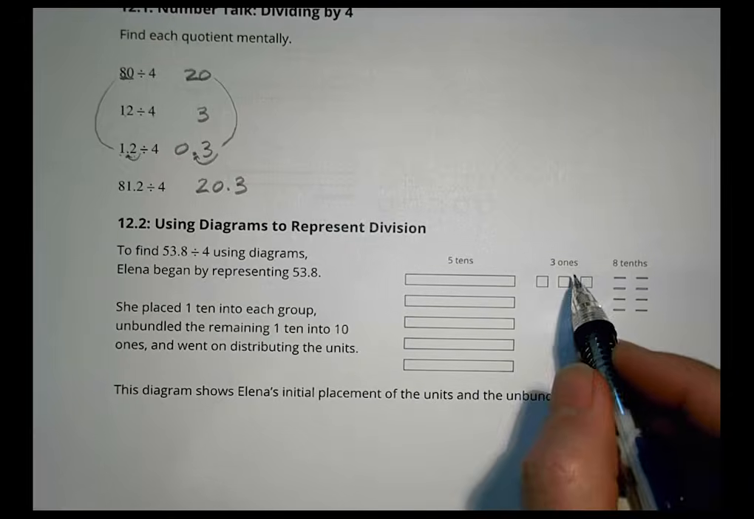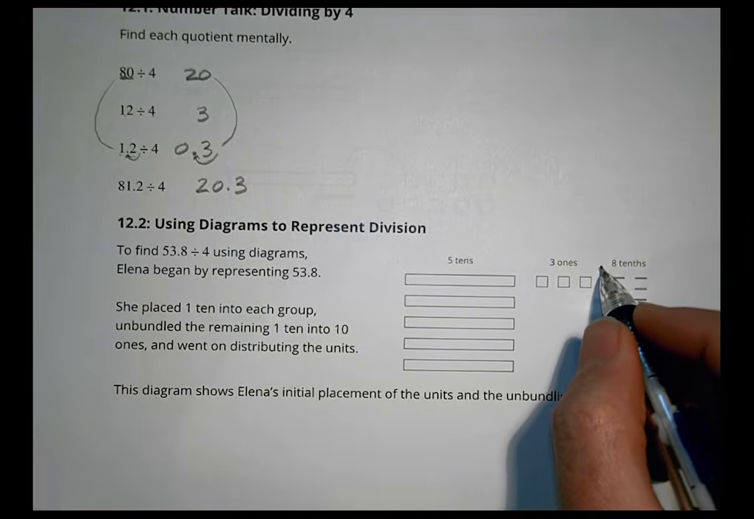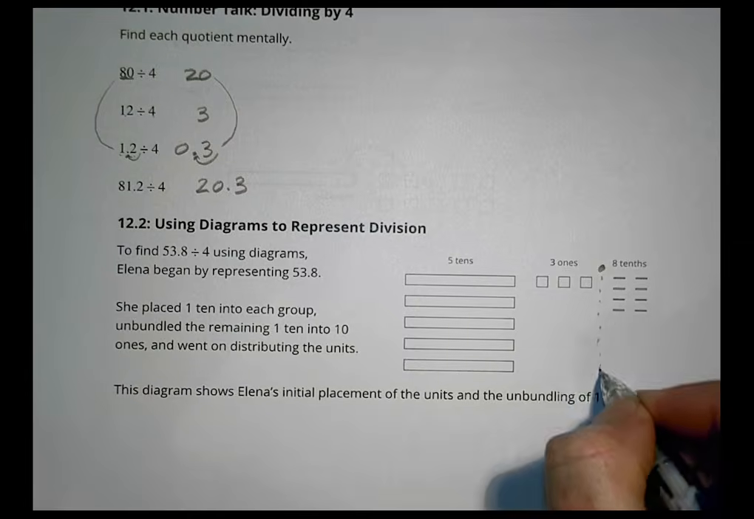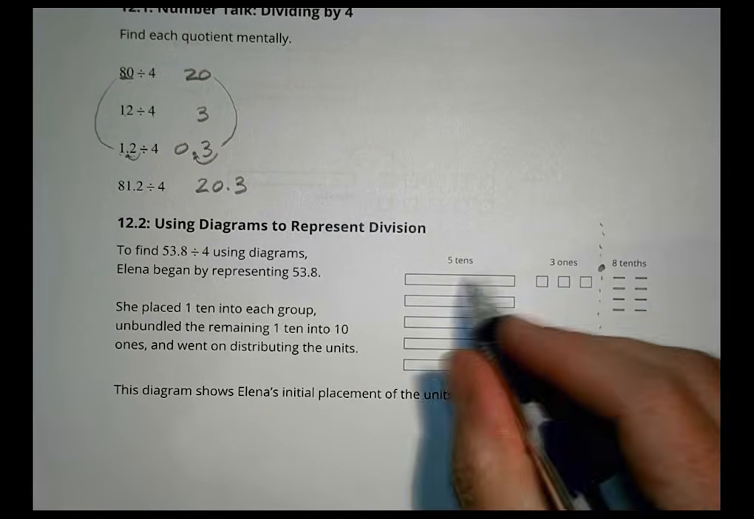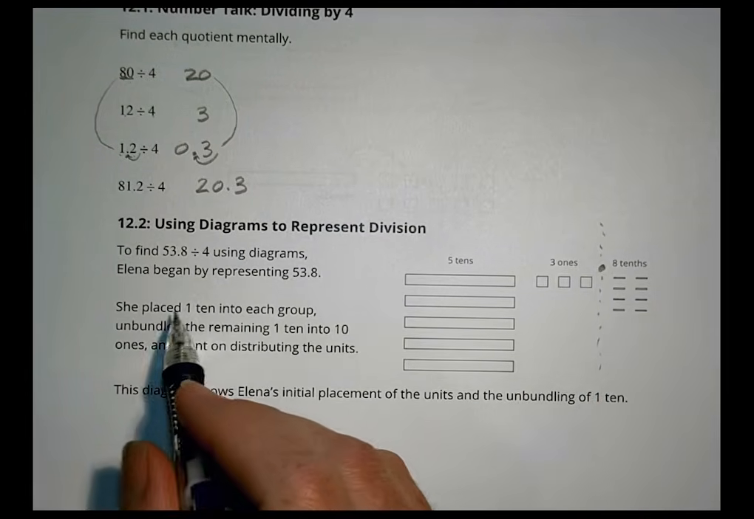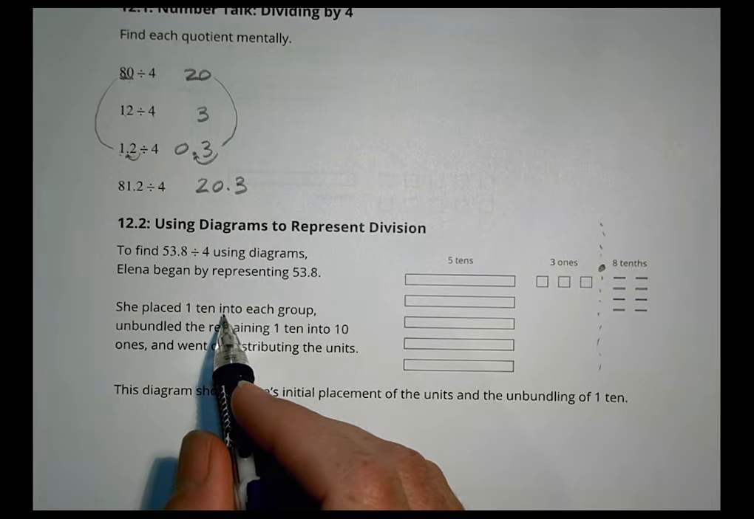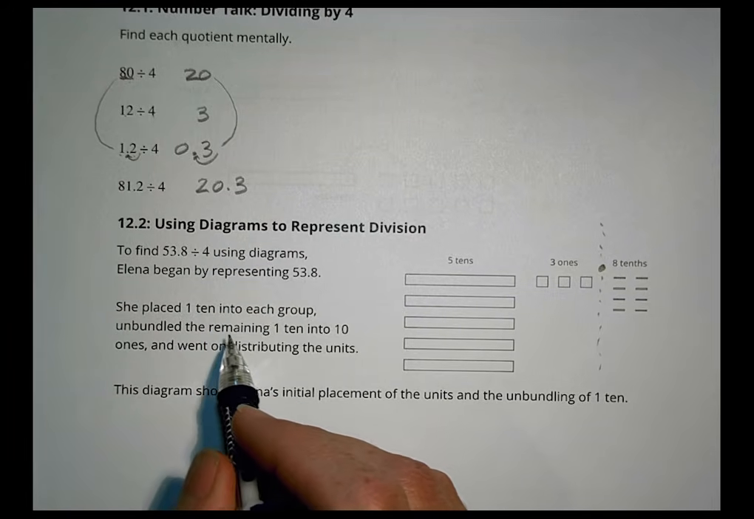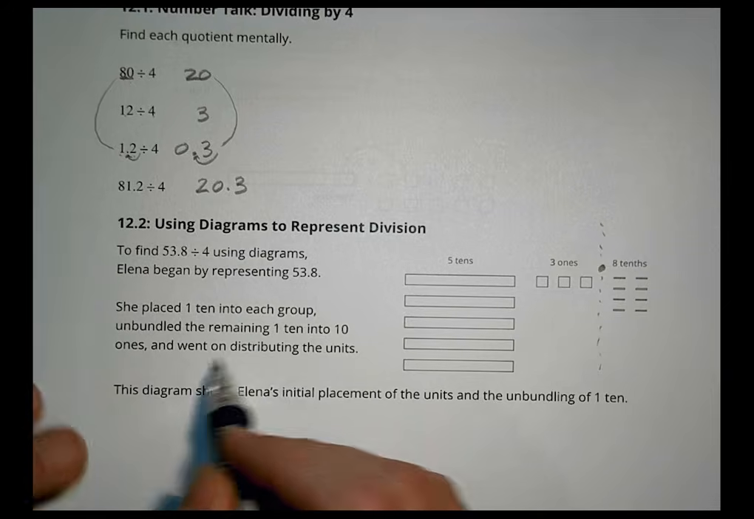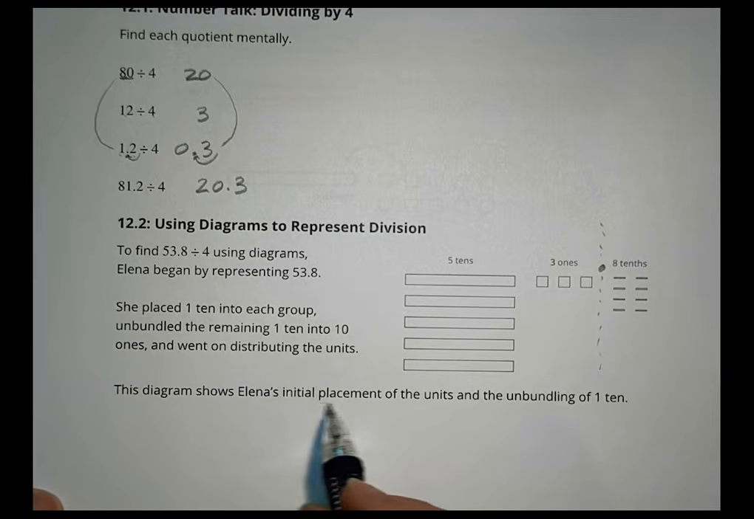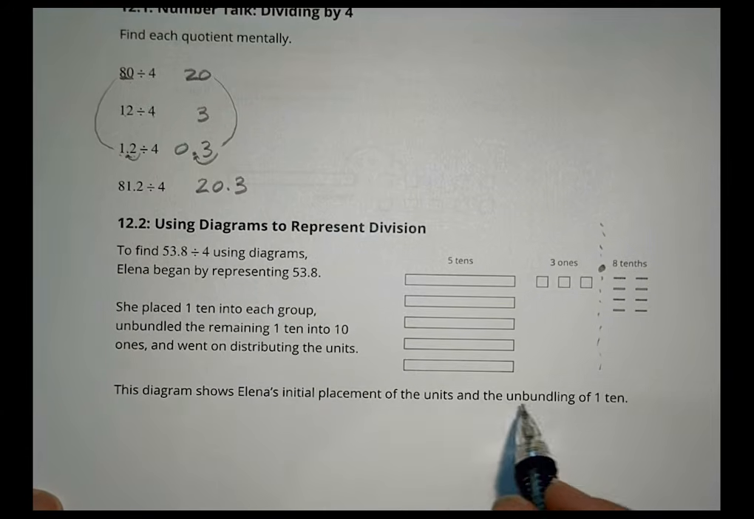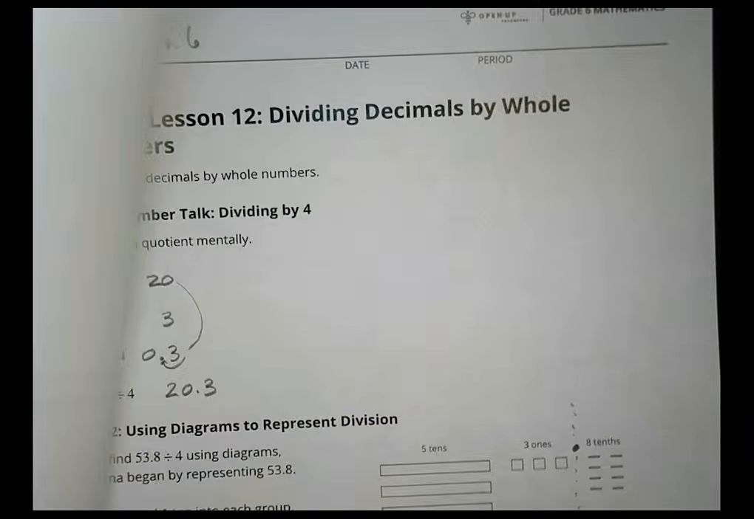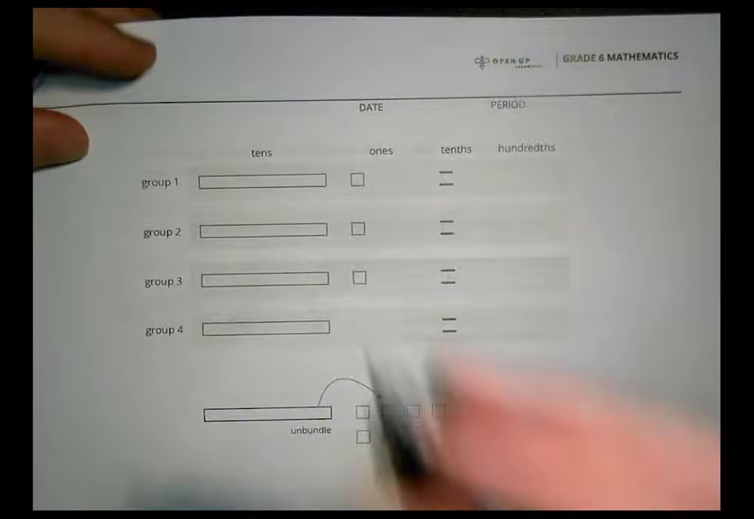So that's our 53.8, right? This is our decimal place here, dividing apart the ones and tens and the decimals there. She then placed 1 ten into each group, unbundled the remaining 1 ten into 10 ones, and went on distributing the units. This diagram shows Elena's initial placement of the units and the unbundling of 1 ten. Let's take a look at what she did here. So we know we're dealing with 53.8 divided by 4.